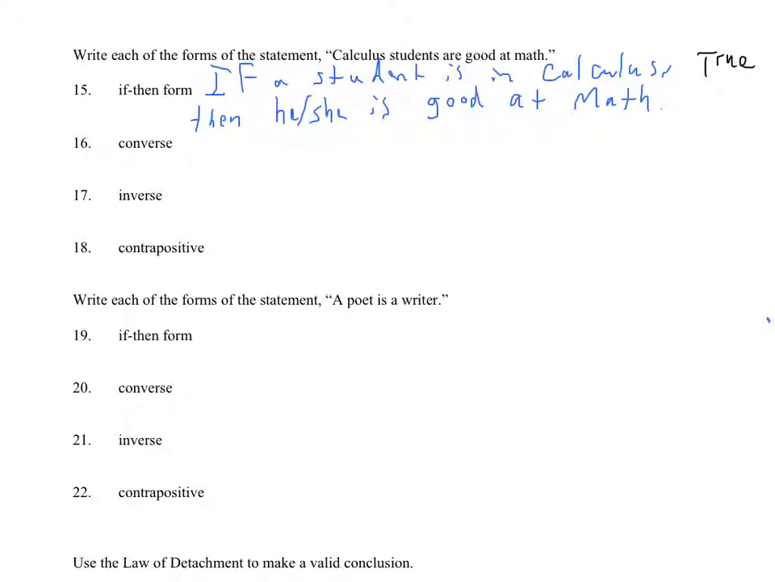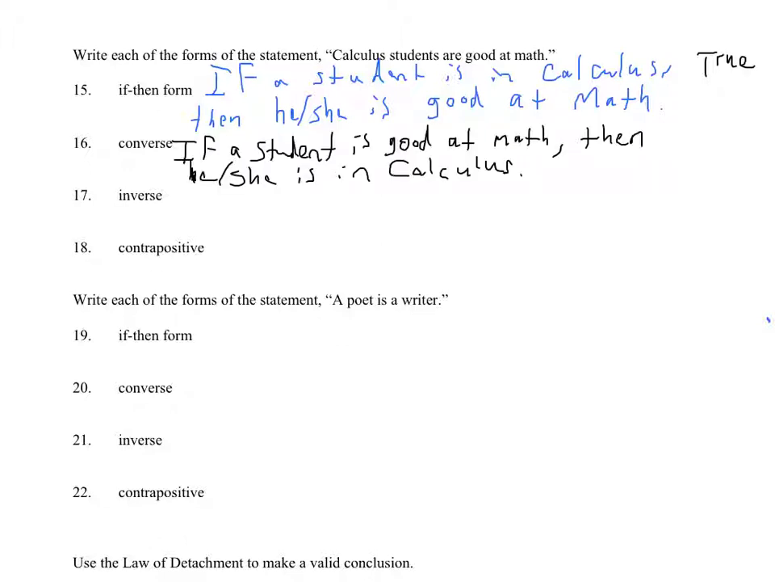Alright, the converse is when you just take the first part and the second part and you reverse them. There's no negatives, there's no negation, you just reverse them. So this would be, if a student is good at math, then he or she is in calculus. So there it is written out. Is that true? No, because I have plenty of good geometry students who are good at math, but they're not in calculus. So we're going to say that is false.